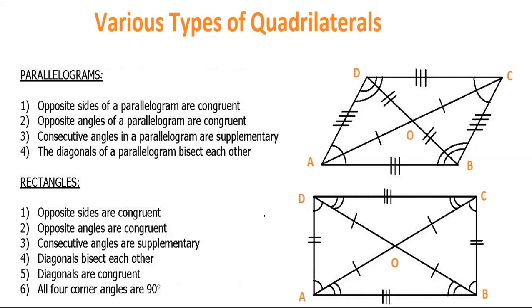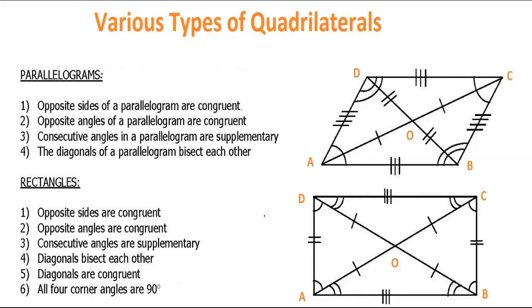The next type we will study is the rectangle. A rectangle is a type of parallelogram. Therefore, its opposite sides are equal and opposite angles are also equal. Similarly, consecutive angles are supplementary. Diagonals bisect each other because this is a type of parallelogram. So whatever properties a parallelogram has, the same properties we will find in the rectangle.